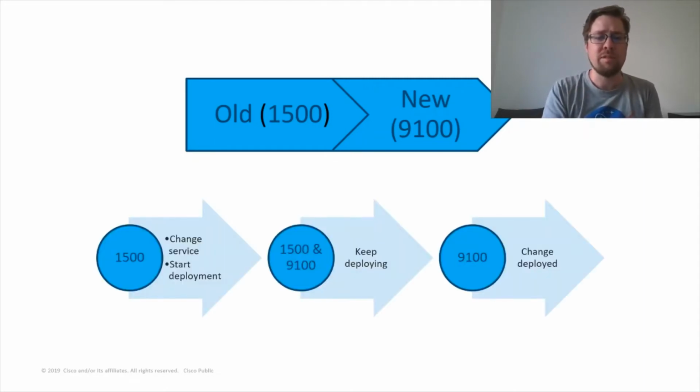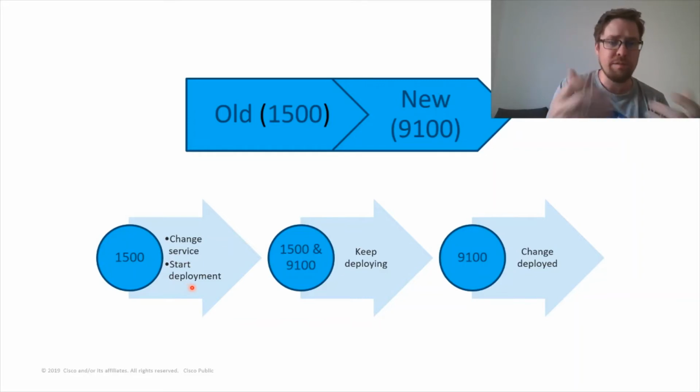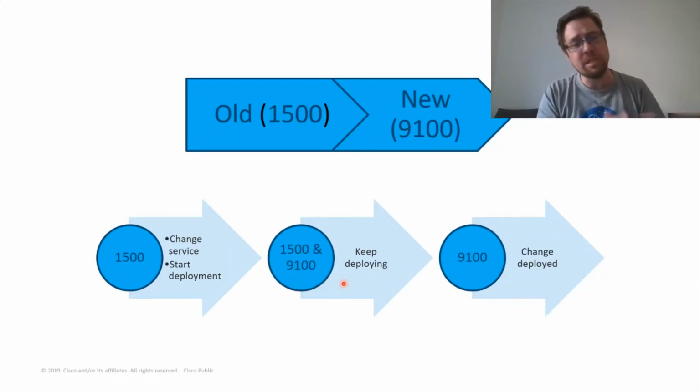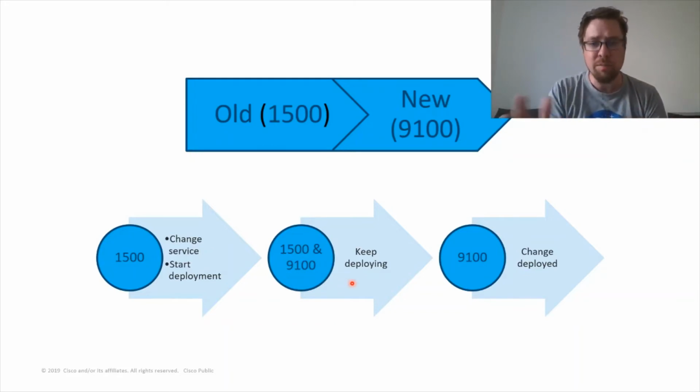If you actually look at how this is going to work out in your network, you start out with all the service instances using 1500. You change the service, so the template. Then you start your deployment. So when the very first instance is redeployed or the feature flag is flipped, that means you now have a mix of 1500 and 9100 in your network. And as you keep deploying, you still have a mix. And at some point, when you've redeployed or flipped all the feature flags, you have reached where all the servers are done, and we now have a 9100 MTU in the network. So the change is deployed.